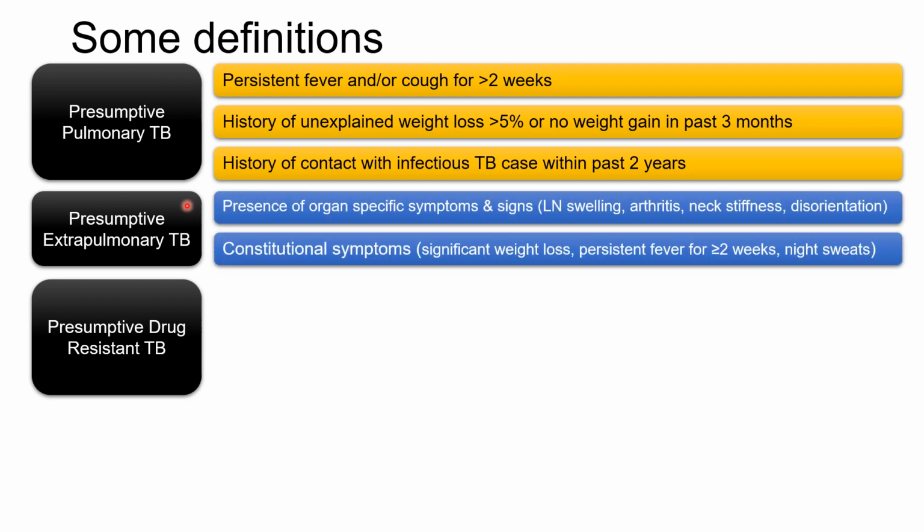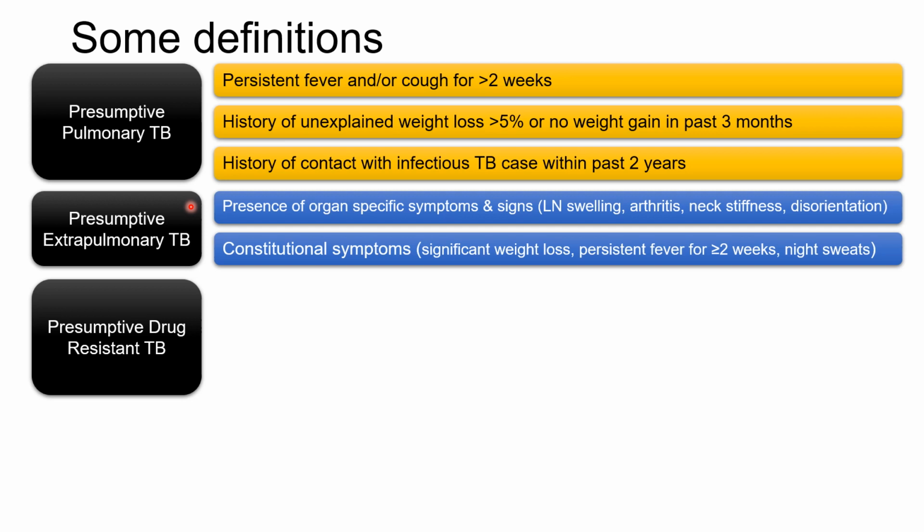Likewise, who is a case of presumptive extrapulmonary TB? Any patient who has organ-specific symptoms like lymph node swelling, arthritis or CNS symptoms like neck stiffness or disorientation, or any constitutional symptoms like significant weight loss, persistent fever for more than or equal to 2 weeks, night sweats, the cause of which has not yet been determined. Any unexplained presence of these symptoms has to be considered a case of presumptive extrapulmonary tuberculosis.